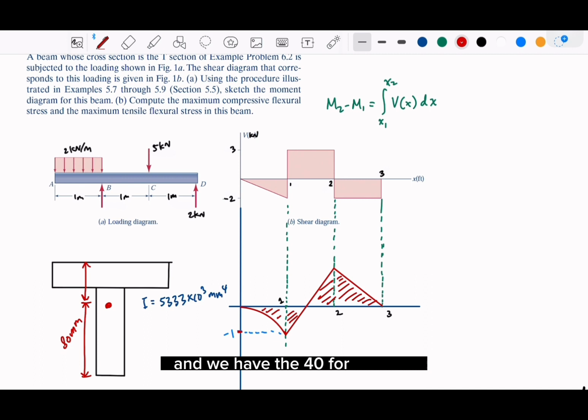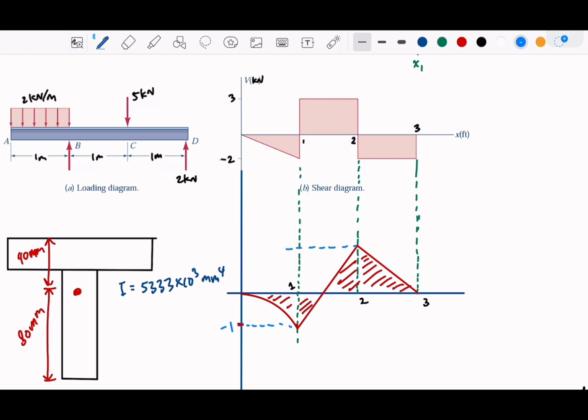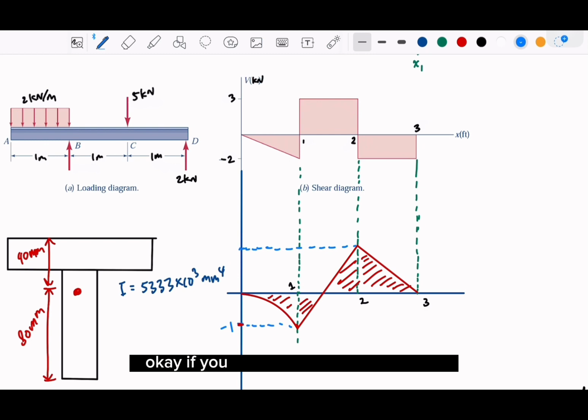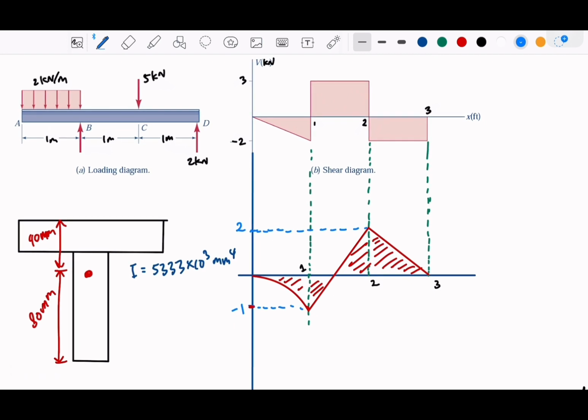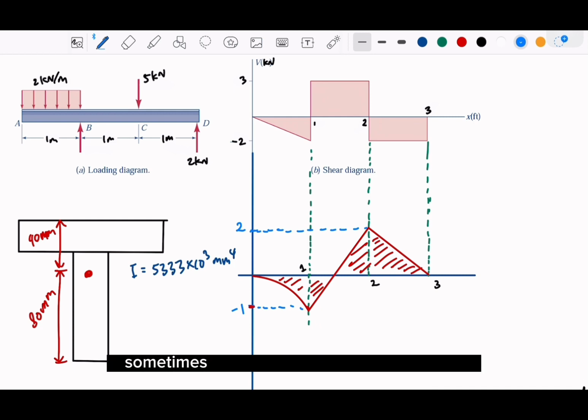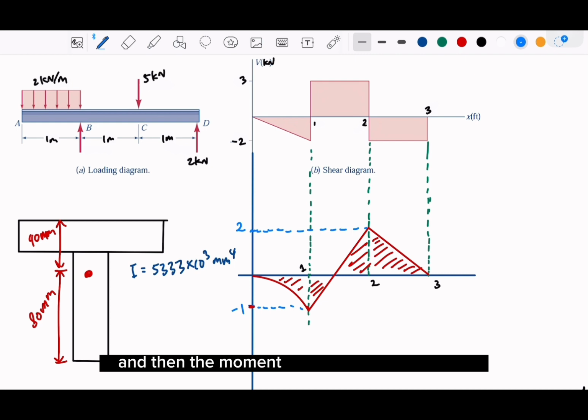And we have the 40 for this one. Oh, and then we need to also take this point also. Okay, so the 2. If you compute, this is actually 2. You can try to compute by yourself, okay? This formula. But what I want to give you here is sometimes we can have this type of problem where you find the shear moment, and then it's actually our beams. So basically the same as the previous problems, we are going to use this 40 and 80 as our distance for the flexural stress. Okay. And then the moment that we are going to use is this one. So this is the negative 1 and 2. That will be the one that we are going to use.